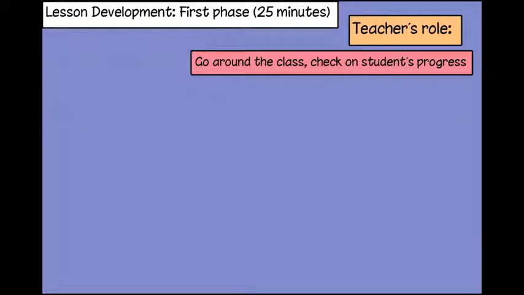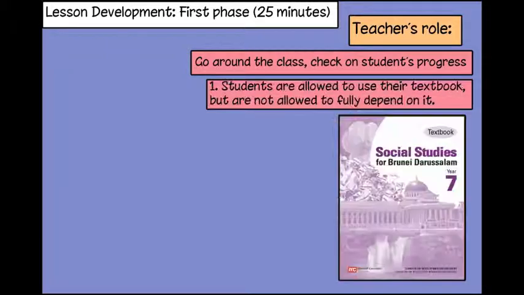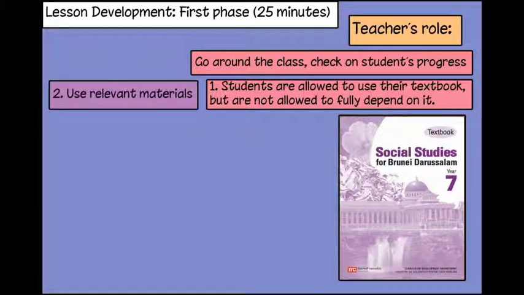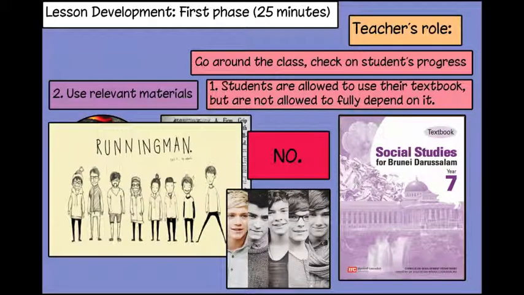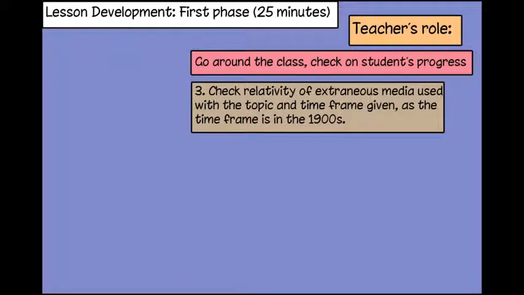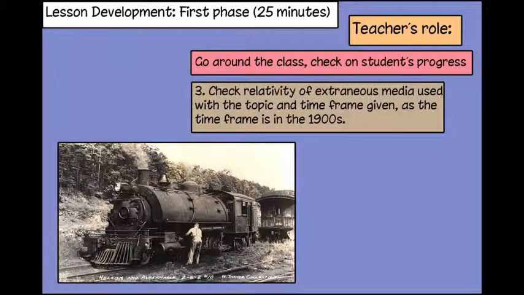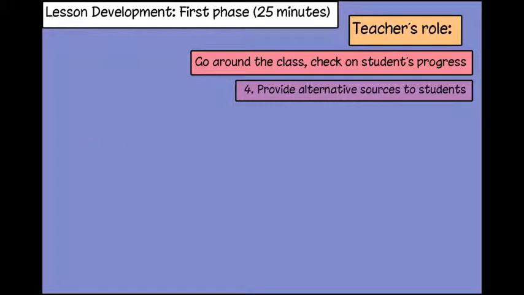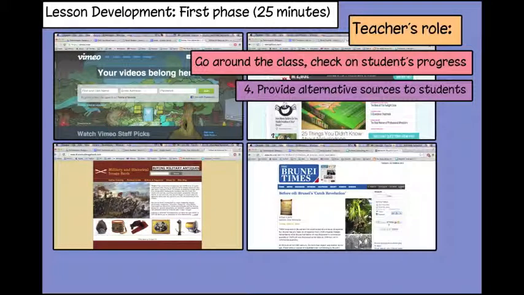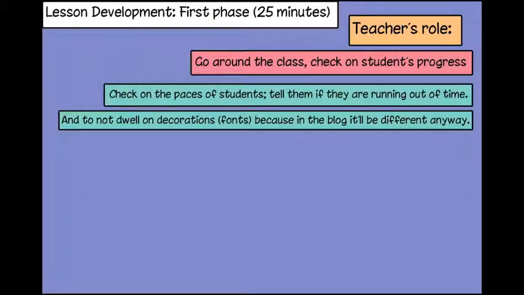During this time, the teacher has to go around the class and check on students' progress. They have to advise students to not be fully dependent on the textbook. They also have to advise students to use relevant materials. It has to be about the topic and not about TV shows or boy bands. Teachers also have to make sure that the media used are related to the early 20th century and not the modern times. The teachers also have to provide alternative resources for the students. Most importantly, the teachers are supposed to check the paces of the students.